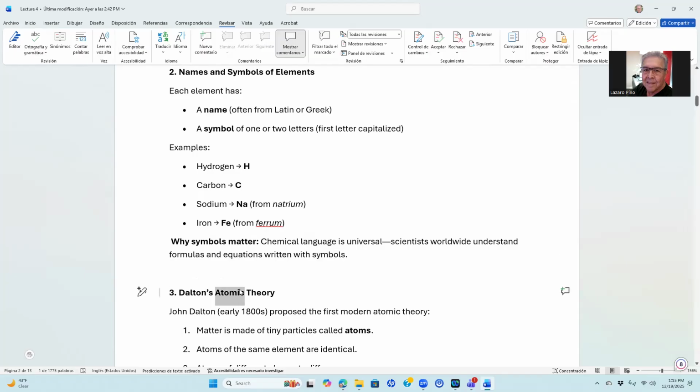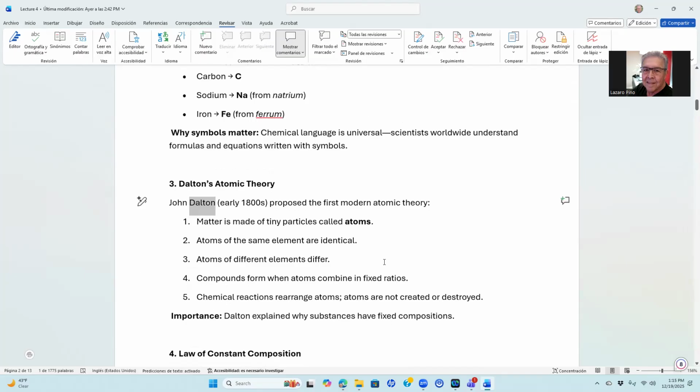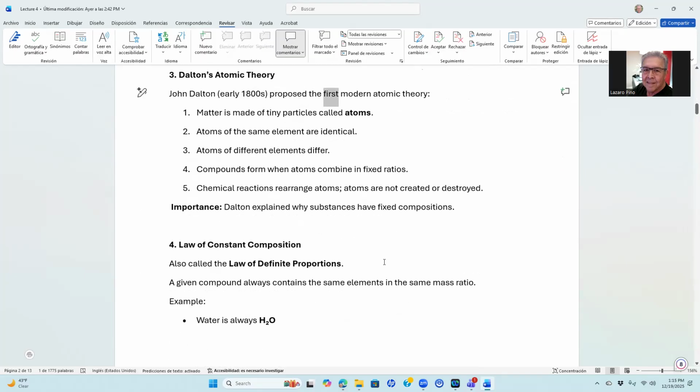3. Dalton's atomic theory. John Dalton, early 1800s, proposed the first modern atomic theory. Matter is made of tiny particles called atoms. Atoms of the same element are identical. Atoms of different elements differ. Compounds form when atoms combine in fixed ratios. Chemical reactions rearrange atoms. Atoms are not created or destroyed. Importance: Dalton explained why substances have fixed compositions.